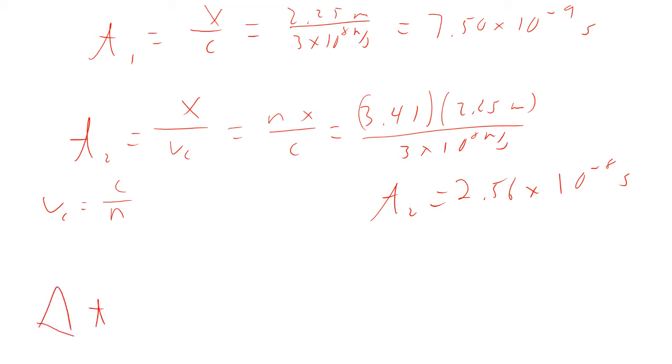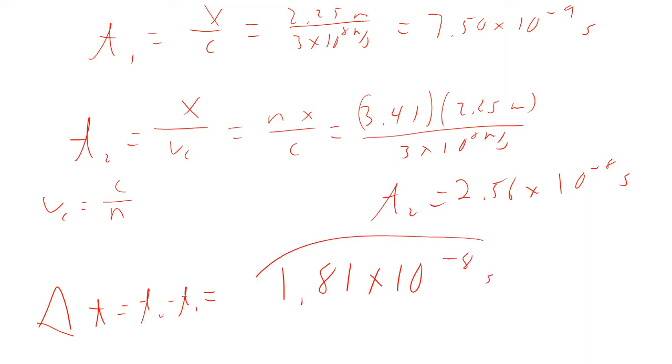So delta T, the difference here, is T2 minus T1, and that turns out to be 1.81 times 10 to the minus 8 seconds. So that means the flash through the material arrives 1.81 times 10 to the minus 8 seconds later than the flash that passed beside the material. So this shows how light is slowing down going through the material.